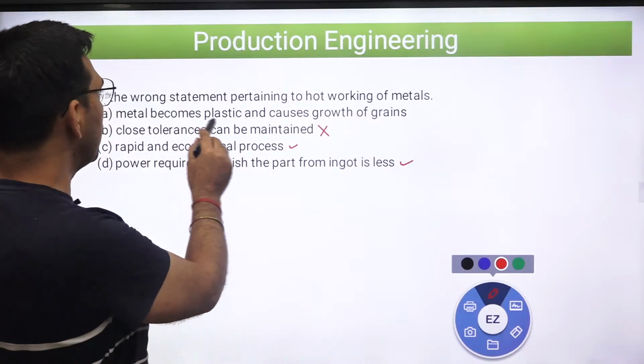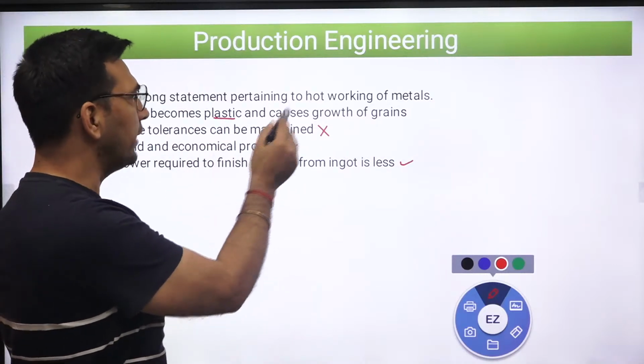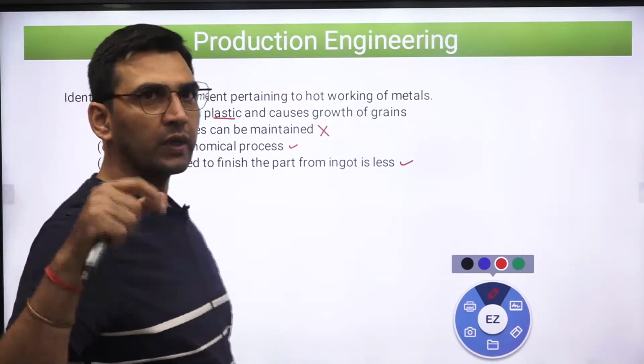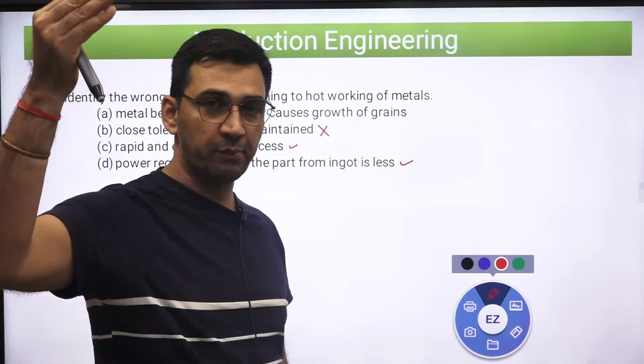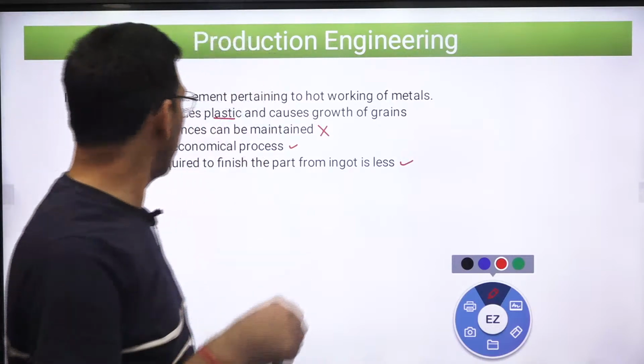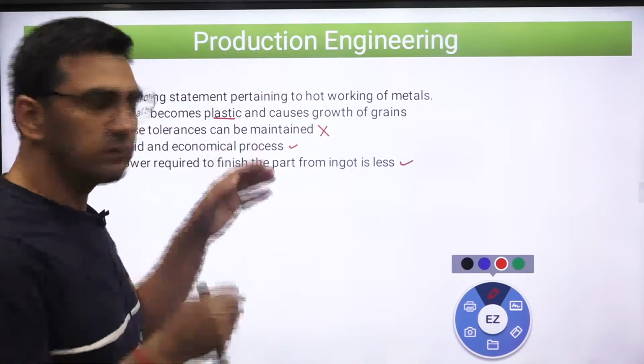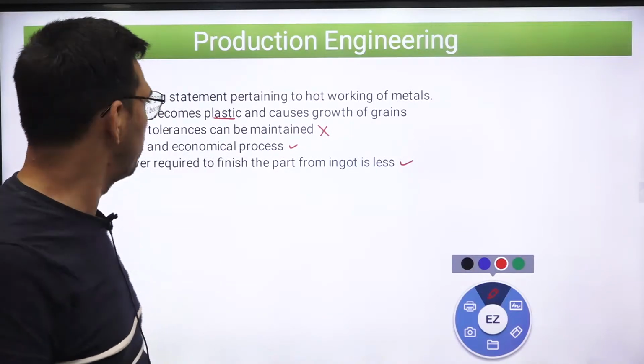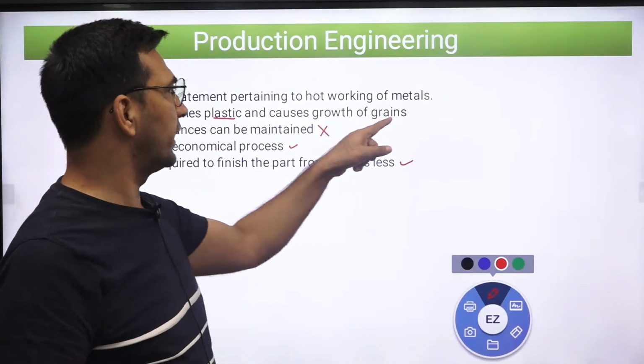And metal becomes plastic and causes growth of grain. Because you are deforming it above the recrystallization temperature, then obviously what happens is the metal becomes plastic. Obviously, you are deforming within the plastic zone and this causes growth of grains.